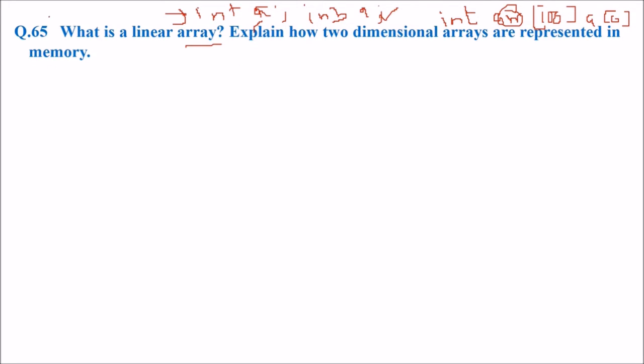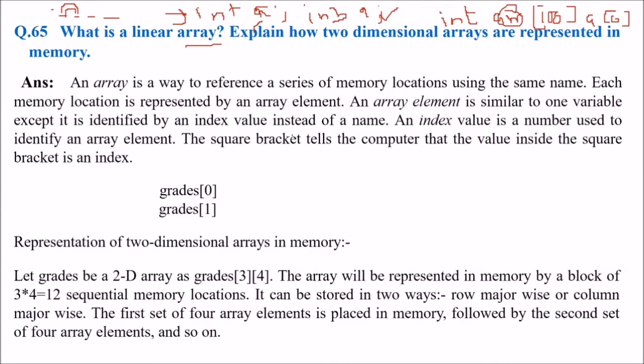Because all the values are stored in contiguous memory one by one, you can reach the second one. In the physical memory also, they are stored contiguously one by one. So an array is a way of referencing a series of memory locations using the same name, and each memory location is represented by an array element like this.